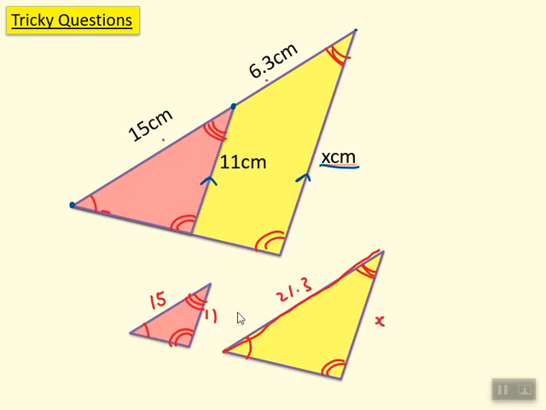Now, when you draw these two triangles out separately, it's really easy to work out what the scale factor is. Which two sides correspond to each other? Well, it's obvious, it's the 15 and the 21.3. So I'm going to do the big divided by the small. I'm going to use my calculator to work that out. So 21.3 divided by 15 is 1.42. Now that's the scale factor. So to get from the small one to the big one, you have to multiply by 1.42. Oh, God, I made a right mess there. Hang on.